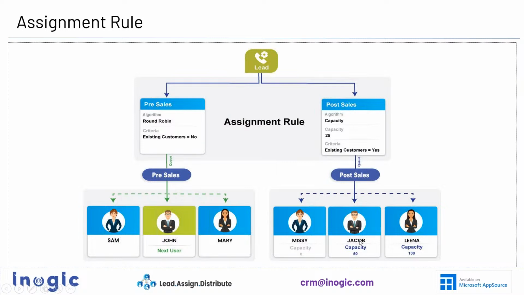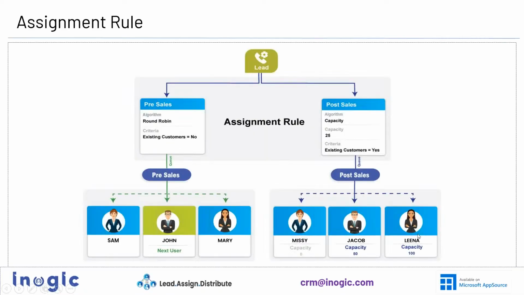However, the moment one record is assigned to Jacob, the available capacity will be reduced by 25 and the new available capacity would be 25. For the next lead, it will be assigned to Lena, who has a current capacity of 100. And once the lead is assigned, 25 would be deducted and the available capacity would be 75.